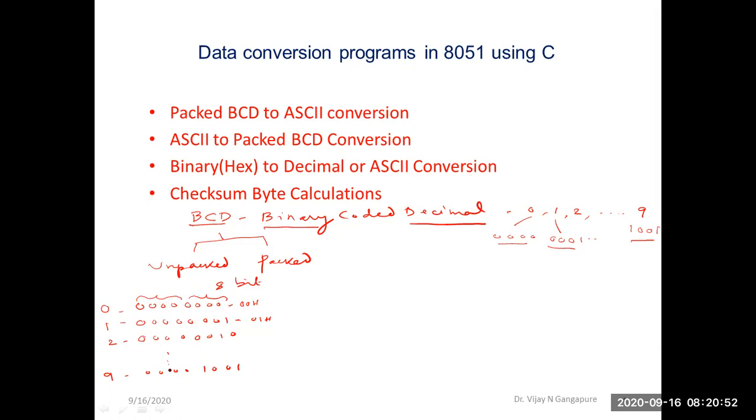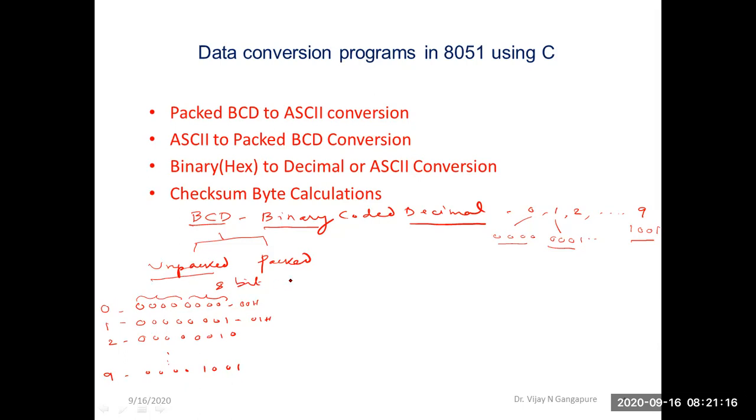This type of representing BCD number is called unpacked, because all the bits in this 8-bit format are not packed with BCD number. Upper 4 bits are always vacant. By using this 8-bit unpacked BCD number, I can represent only one BCD digit.